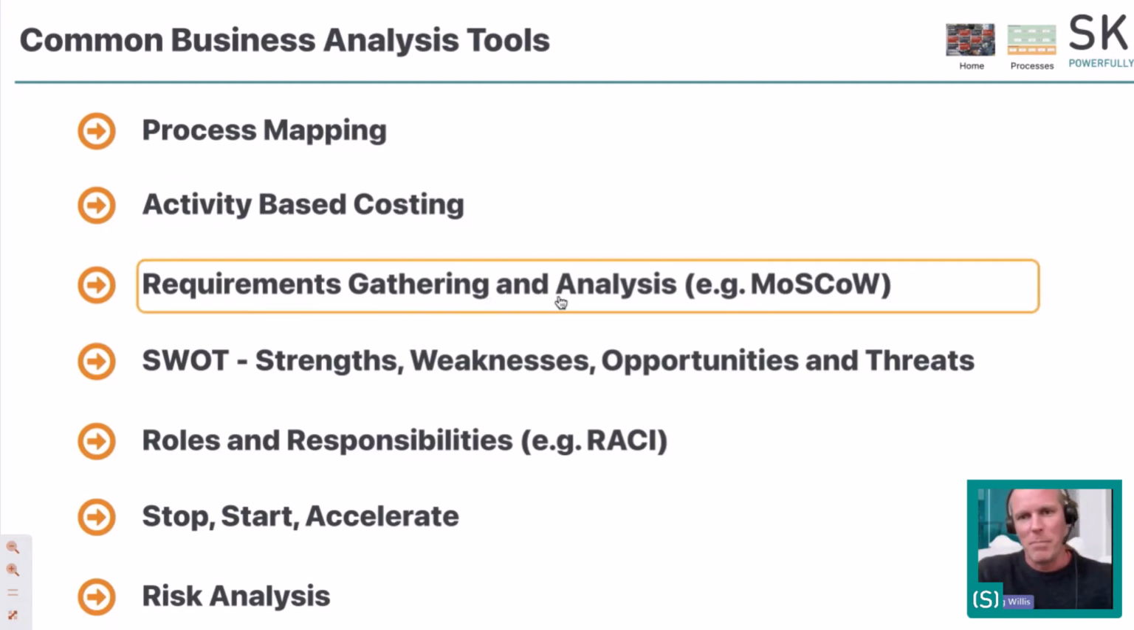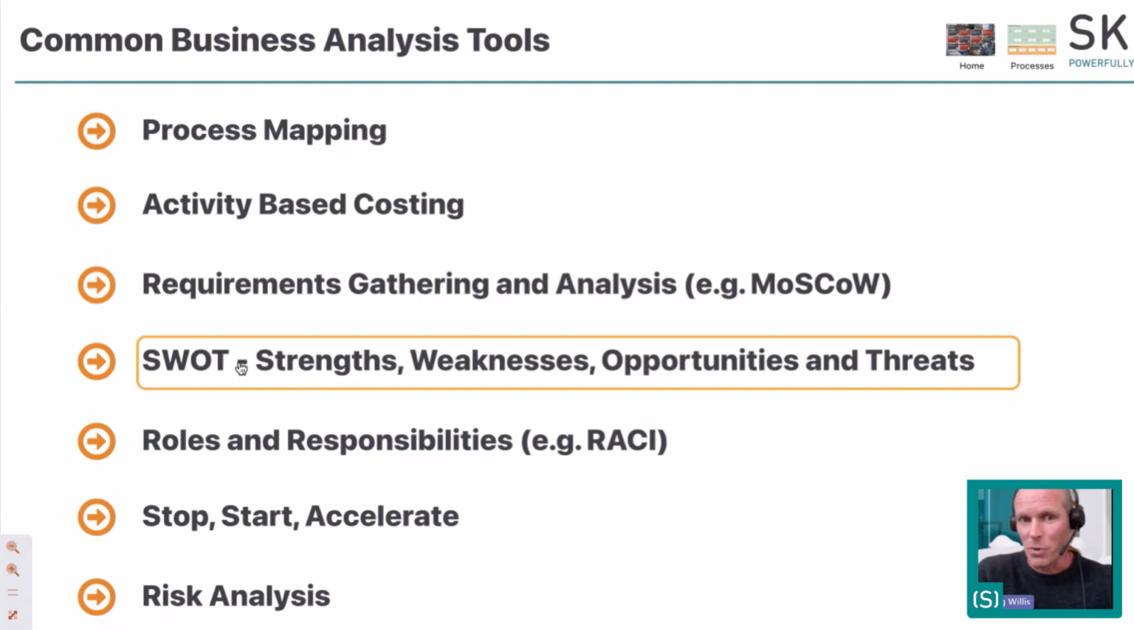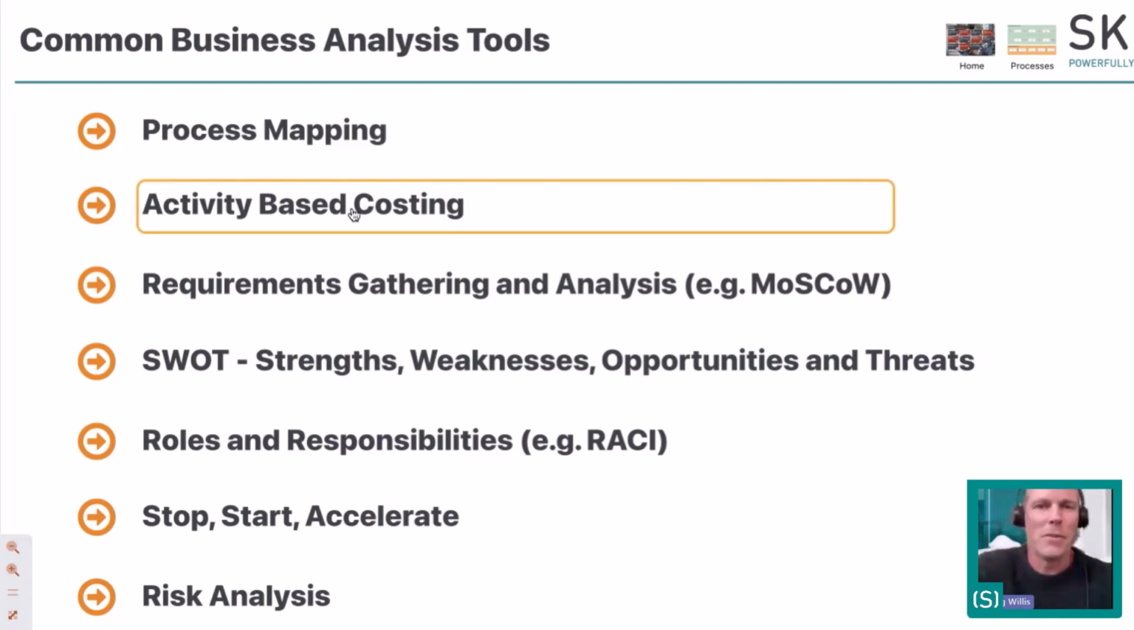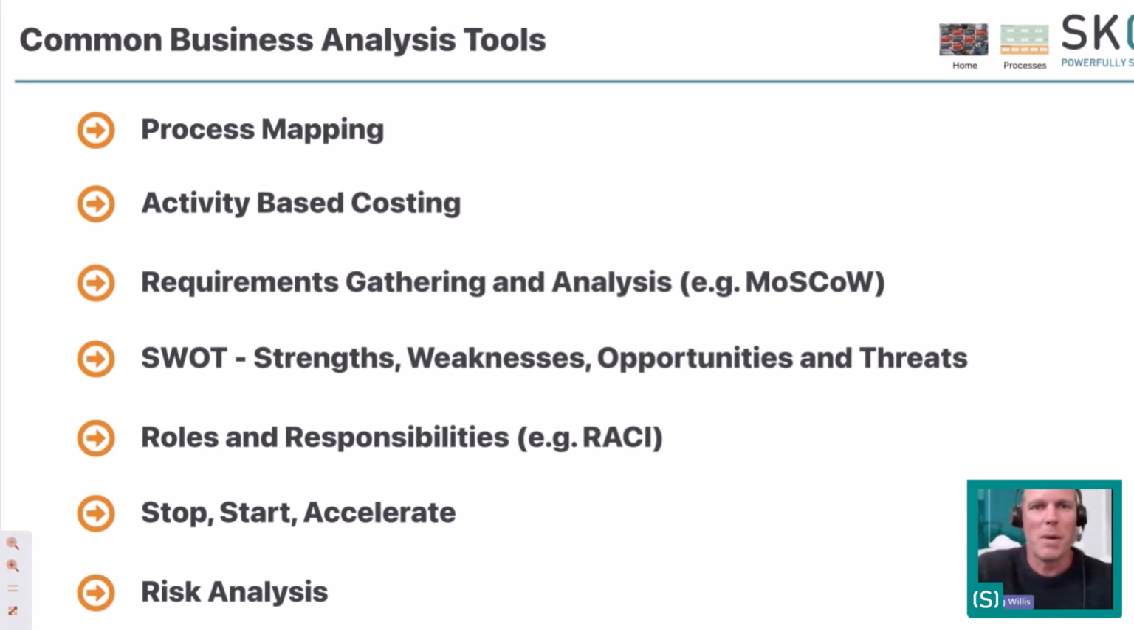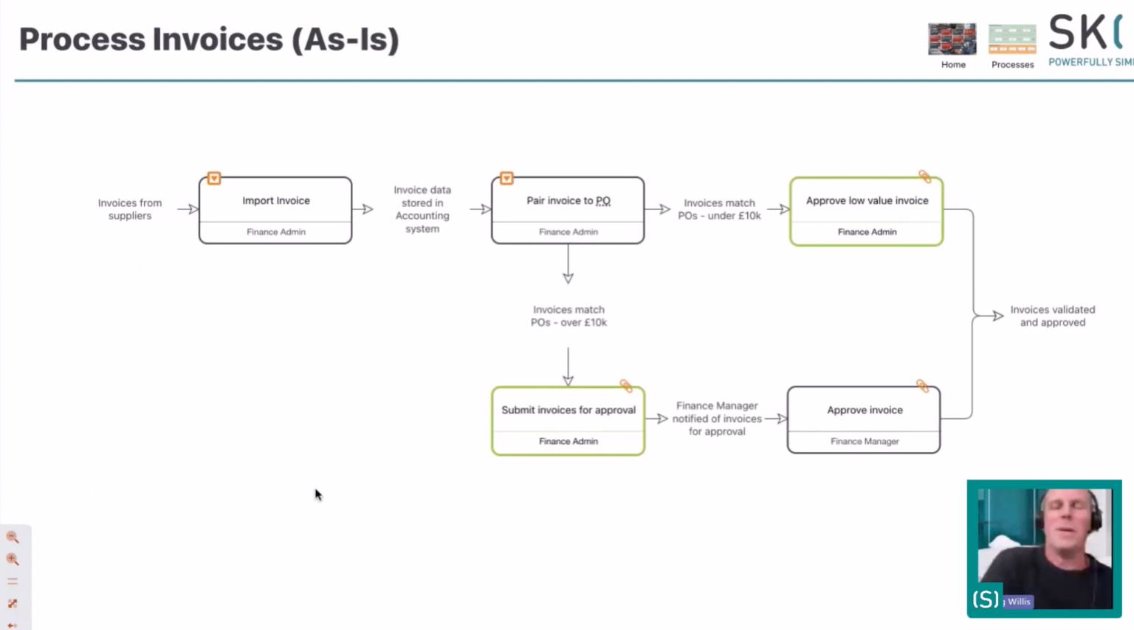Then what I'll do is show you an example of the Moscow with requirements gathering, and then I'll show you how to build one of these using SWOT, and then I think we'll be out of time at that point. So let's go look at a sort of costing example here. So I've got a process open now. I've got a very simple process that I've got for this.